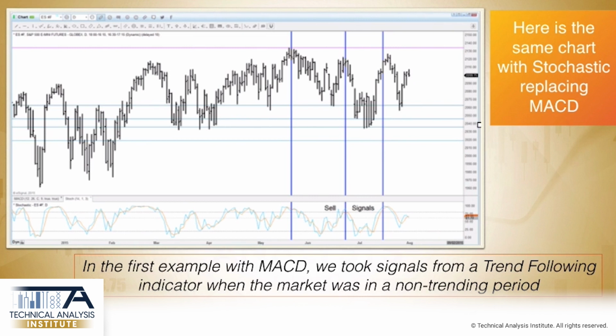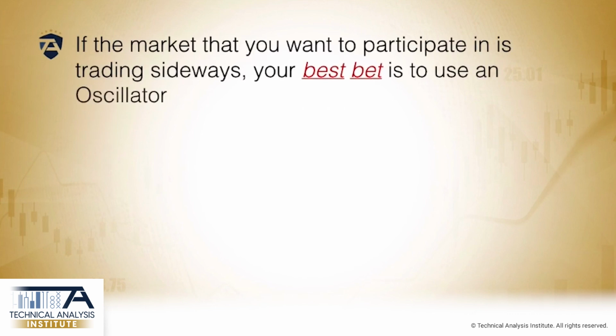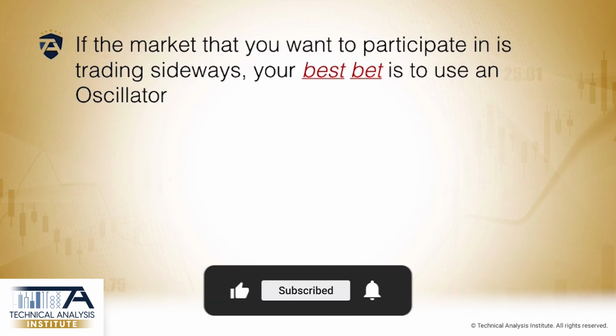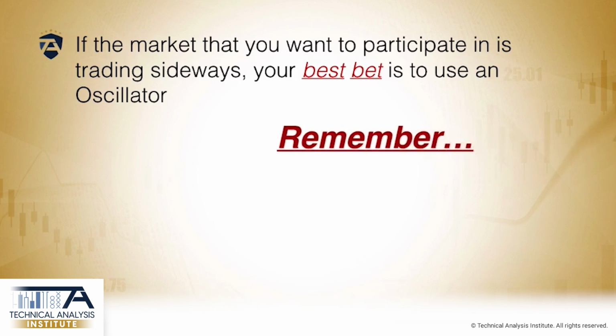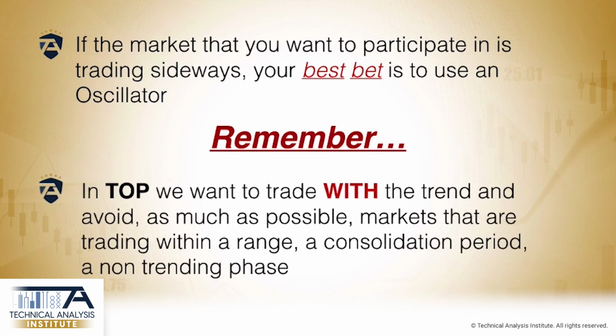The conclusion is not that stochastic is a better indicator, but you can rightly conclude that if the market that you want to participate in is trading sideways, your best bet is to use an oscillator. Just keep in mind that in using the top indicator protocols, we want to trade with the trend and avoid as much as possible markets that are trading within a range, a consolidation period, a non-trending phase. Let's look at the opposite example so you can see that stochastic is not precisely a better indicator than MACD.